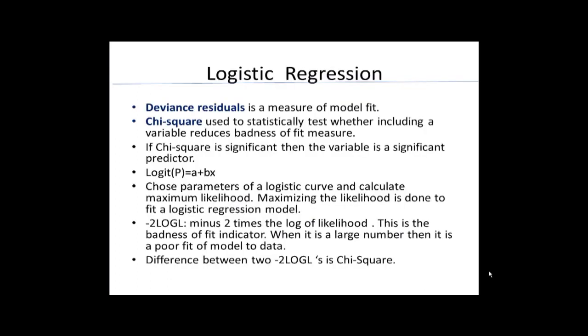Before we look at one more result of logistic regression, in this slide we'll learn about deviance residuals, chi-square, and maximum log likelihood. Deviance residuals is a measure of model fit. Chi-square determines whether a variable is a significant predictor or not. And this shows how choosing parameters of a logistic curve influences the maximum likelihood to fit a logistic regression model.